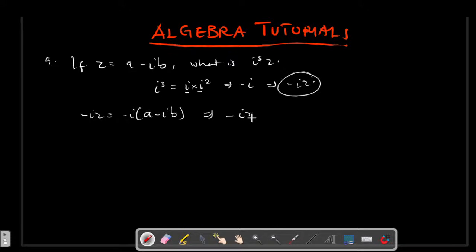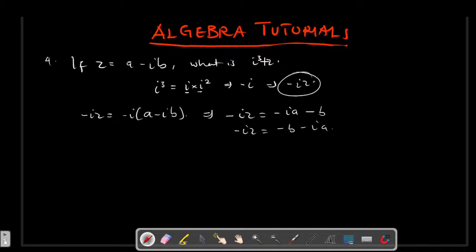This gives me negative iz is equal to negative ia. Then now negative i again. The negative becomes positive, i becomes negative 1. Okay, that gives me negative b. So my negative iz is equal to what? Negative b minus ia. Okay, the question asks us to find negative iz.